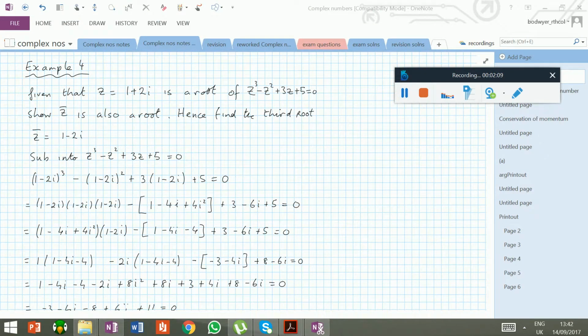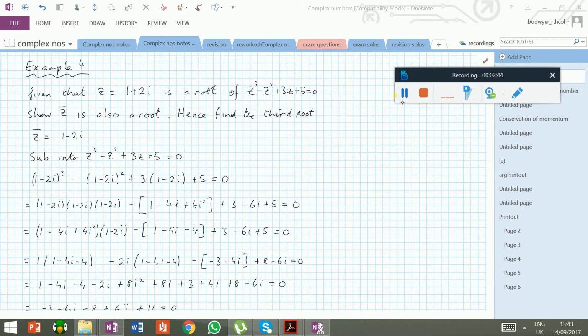Okay, so the final example in this exercise is that if you're given z is equal to 1 plus 2i, that it's a root of z cubed minus z squared plus 3z plus 5 equals 0, you have to show z bar is also a root, and then you have to find a third root. Okay, so the procedure is, if we know that 1 plus 2i is a root, then 1 minus 2i should also be a root. So we need to check that in this case, because they've asked us to.